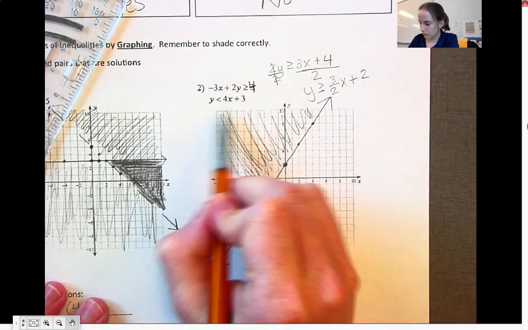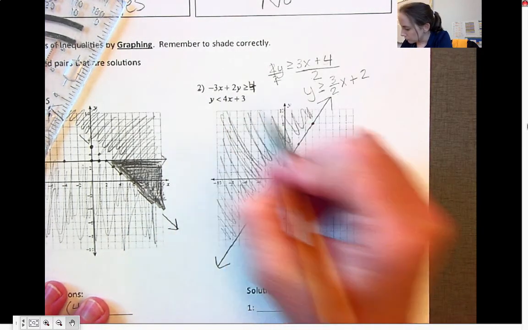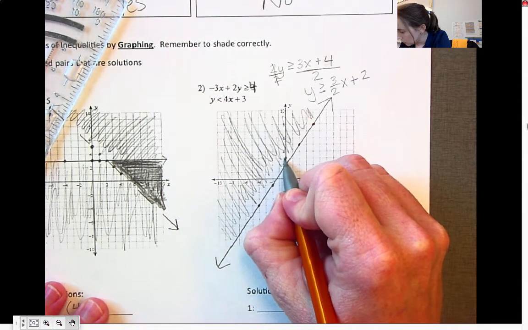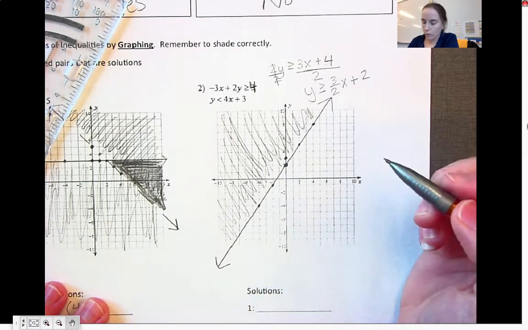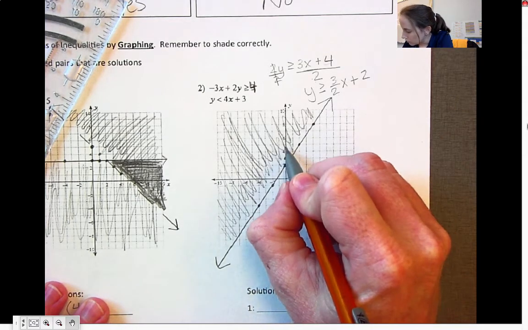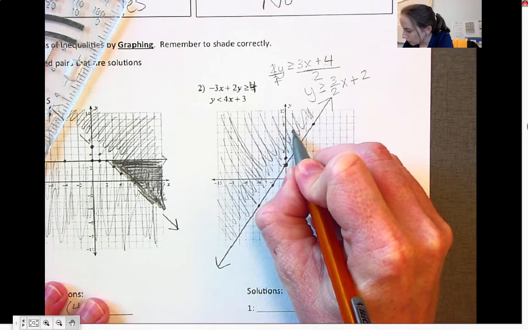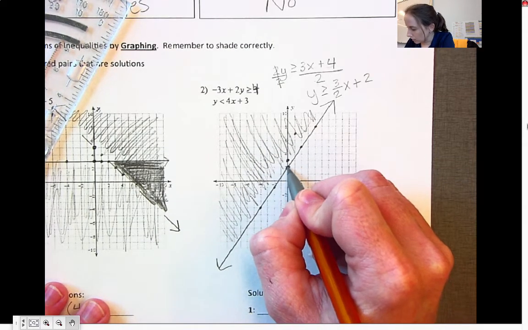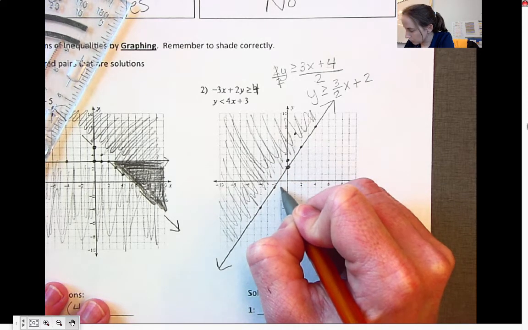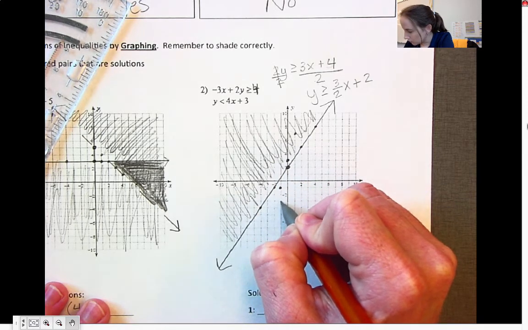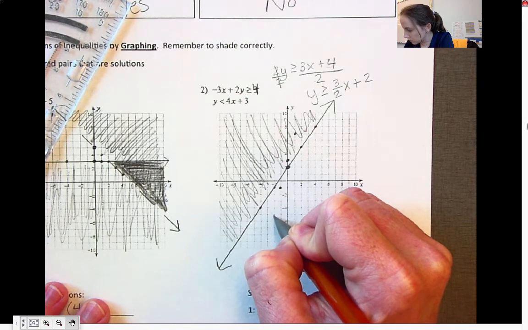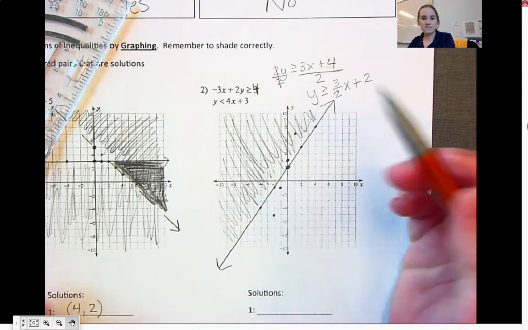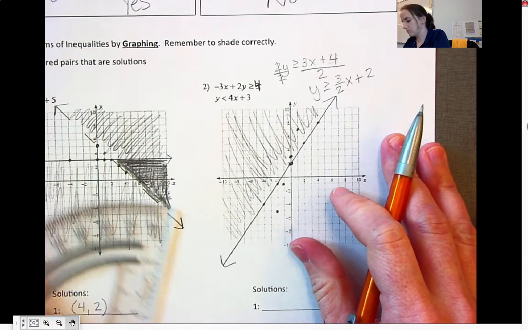Let's do the second one. Up 3. And we're going to go 4, 1. 1, 2, 3, 4 over 1. I can't go more that way, so I'm going to go down. 1, 2, 3, 4 backwards 1. And in this case, we need a dashed line because of the symbol.